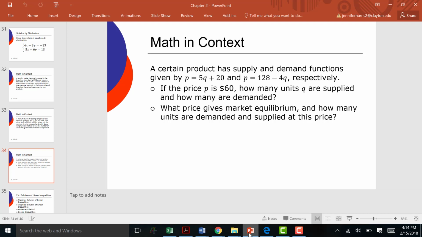Okay, let me go ahead and figure this out so we can see if we're on the same page. We know what the price is. They just want to know how many you're going to have on hand on the shelf, and how many we're going to be demanding as consumers if the price is 60.